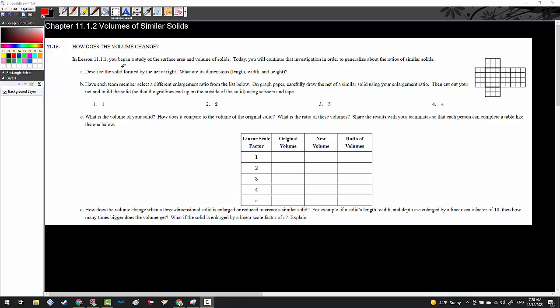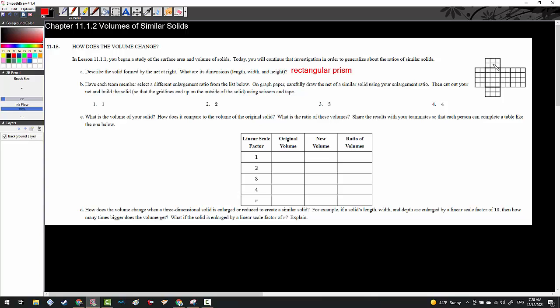It says, describe the solid formed at the right, and what are its dimensions: length, width, and height. Let's go ahead and just describe it real quick. We know it's a rectangular prism, and then we'll find out its dimensions. And I know it's a rectangular prism because if you look at these darkened breaks right here, that's where you're going to fold your figure if you were to cut this thing out and actually manipulate it.